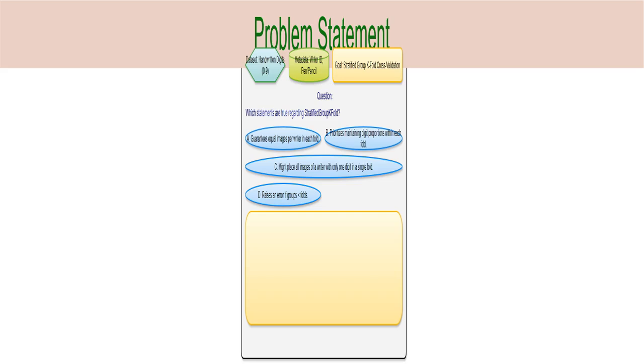I'm tackling a machine learning problem. I have a dataset of handwritten digits, 0 to 9. Each image has extra information: the writer's ID and whether they used a pen or pencil. I want to use a special technique called StratifiedGroupKFold cross-validation to split the data fairly for testing my machine learning model. This technique helps me ensure that the test sets represent the whole data well.